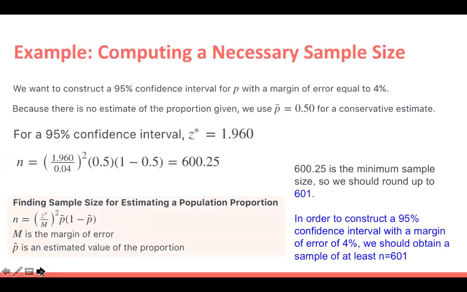So we should round up to 601 in order to get a more even sample size, because if we had a sample size of 600, that would not be enough to satisfy the 95% confidence interval with the 4% margin of error. So we're going to round up just to make sure that we definitely would get those results with that sample size. So we can say that in order to construct a 95% confidence interval with the margin of error of 4%, we should obtain a sample of at least 601.